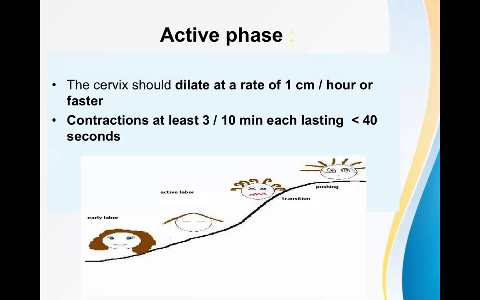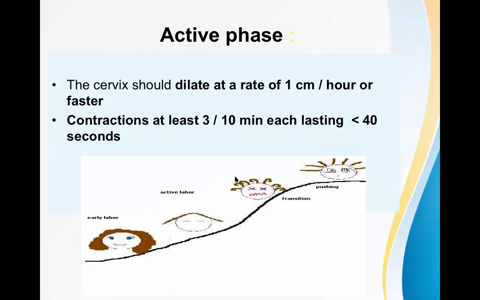This is an important point. The contractions also occur at a higher frequency: 3 times for every 10 minutes, each lasting less than 40 seconds. Earlier, it was less than 20 seconds. Now, less than 40 seconds means they are lasting longer than before. They are getting stronger than before because the labor is in the active phase now. This is the meaning.